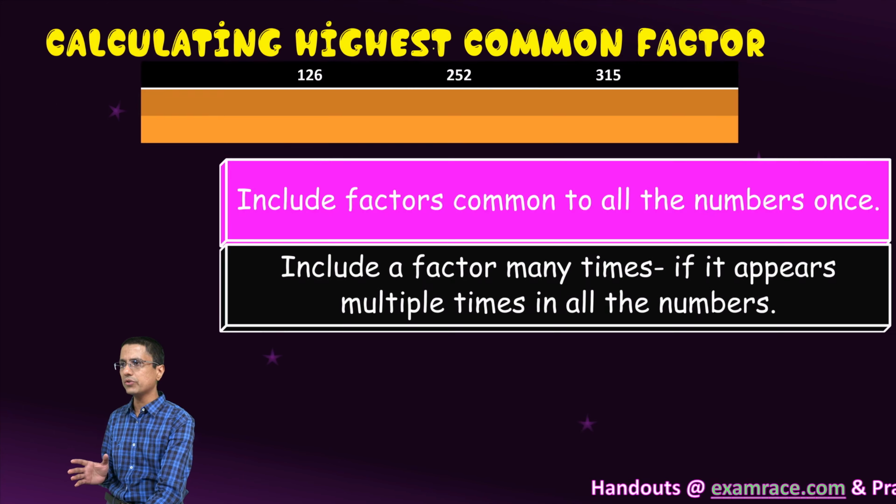The next property is that HCF is always smaller than or equal to the given numbers, right? So equal to is also important. For example, if I have to find the HCF of 6 and 12, I have to find the highest common factor between them. I have to find the number which would divide both 6 and 12, and at the same time it is the highest. The answer would be 6.